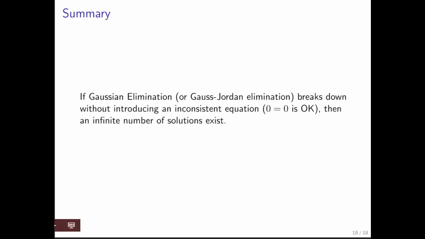So in conclusion, if Gaussian elimination or Gauss-Jordan elimination breaks down, meaning we introduced a 0 on the diagonal without introducing an inconsistent equation, and we ended up with a 0 equals 0 being introduced, then there turned out to be an infinite number of solutions.